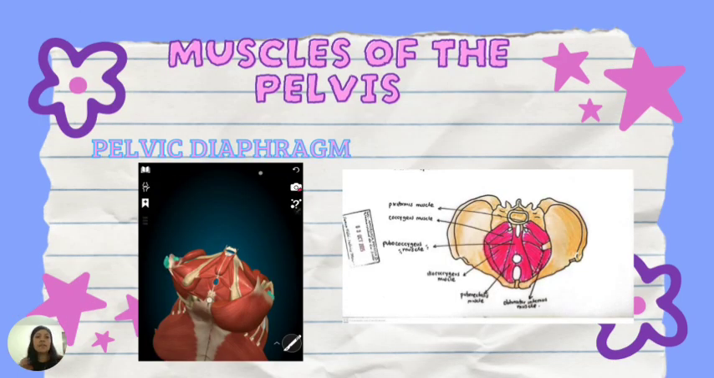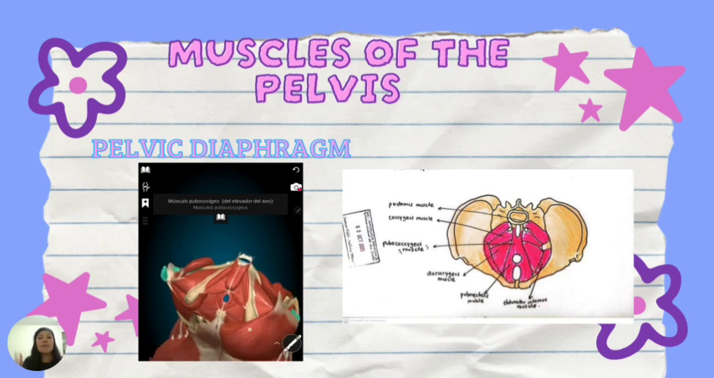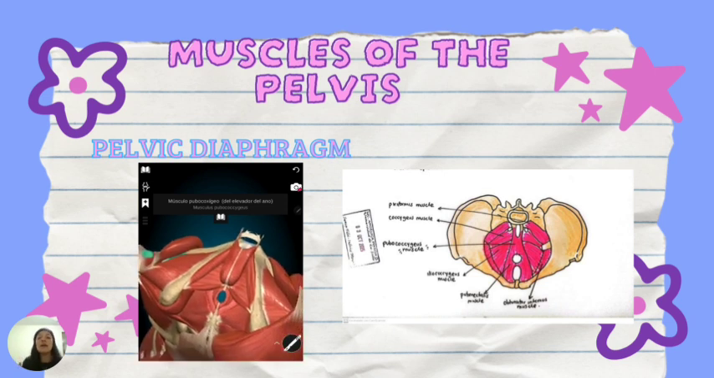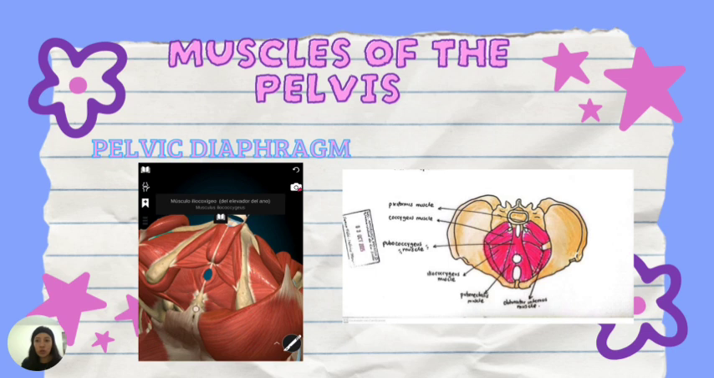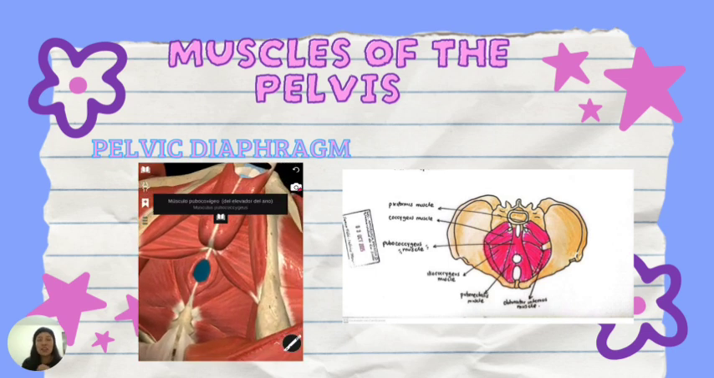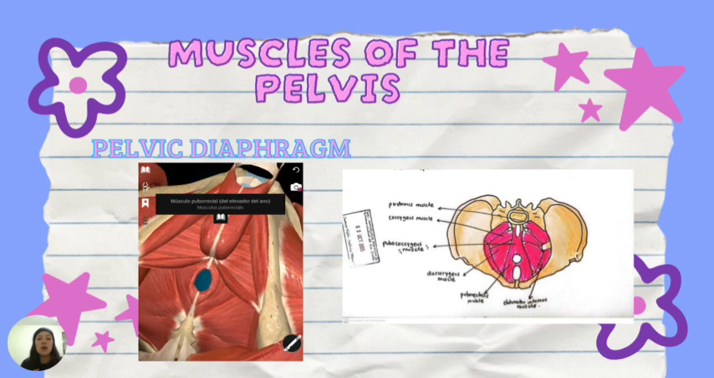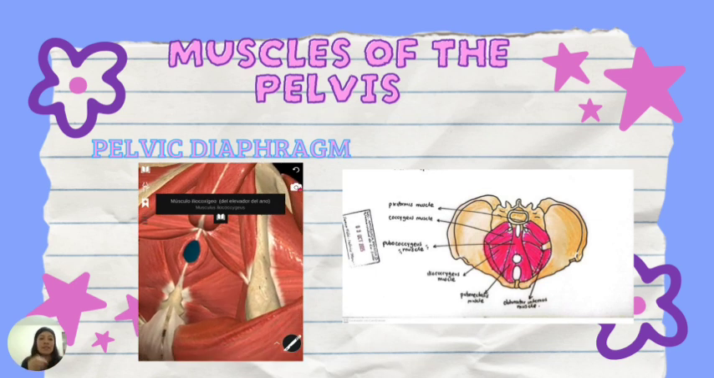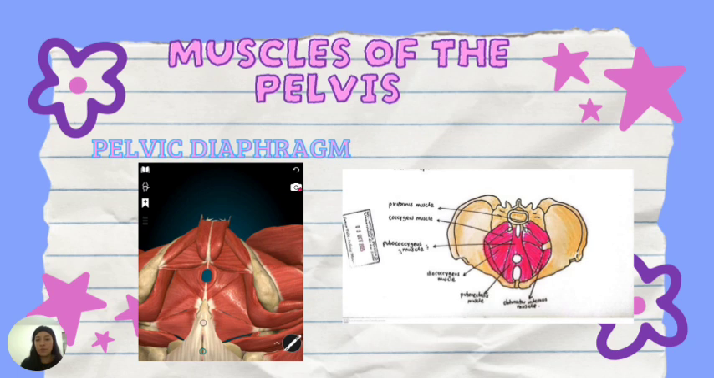The second part is the muscles of the pelvis. The muscles of the pelvis are organized in several layers that form both the walls and the floor of the pelvis. They play a key role supporting posture, continence, and sexual function. In this part, we can see the pelvic diaphragm.